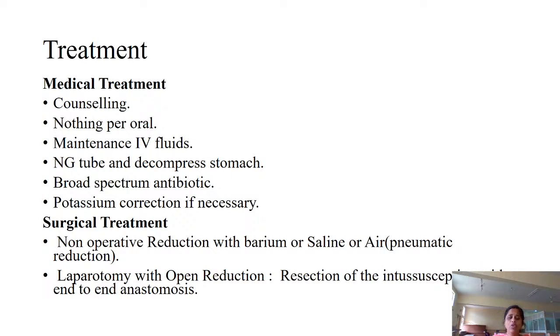Then surgical treatment: there is a possibility of non-operative reduction if it is caught early, not when there is going to be gangrene or perforation, all those things. When there is just a telescoping and you have picked it up early, you can go in for a non-operative reduction with barium, saline or air. It is called hydrostatic or pneumatic reduction. Sometimes it is successful, but the point they make is that with pneumatic or hydrostatic reduction there can be recurrence of the intussusception. But people generally go in for non-operative reduction because it is less traumatizing to the child. So laparotomy with open reduction, yes, resection of the intussusception with end-to-end anastomosis.